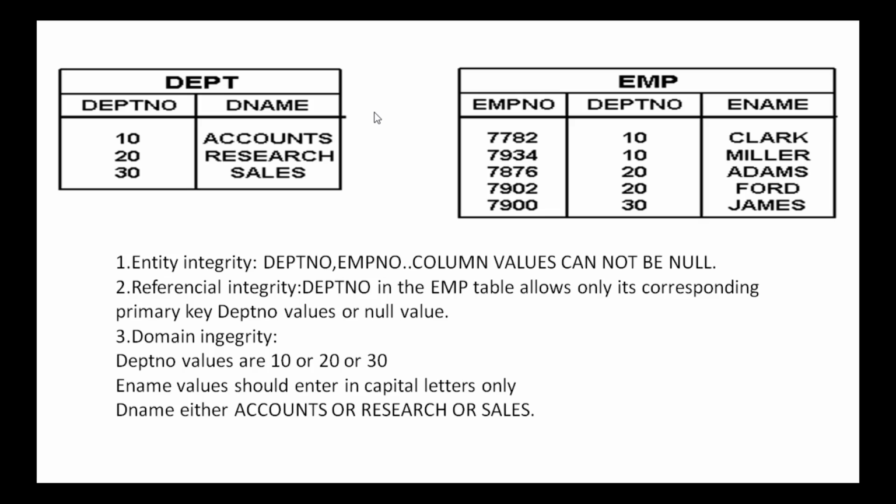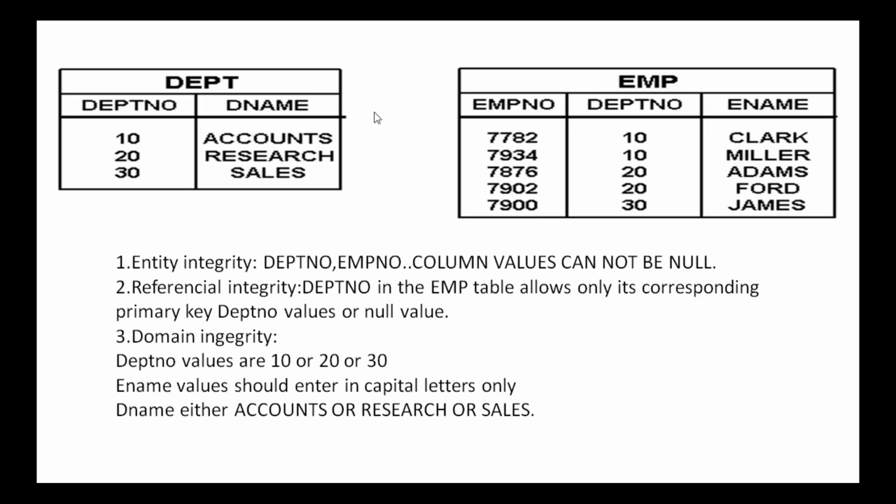And coming to domain integrity, what is domain integrity? Domain integrity means restricting the values and range of values. For example, department number: there are only 3 departments existing in that organization, so the department values are either 10 or 20 or 30. No other value will be allowed in the department number column in the department table. That's domain integrity, and it can be enforced by using the check constraint.